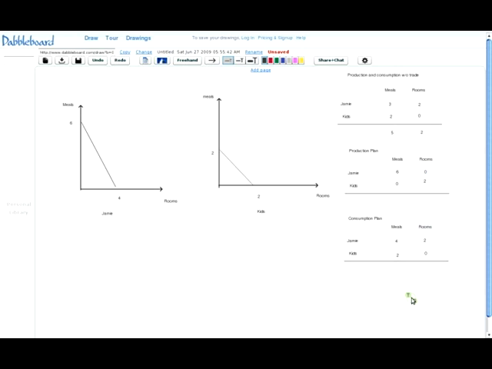So what we've done here is now created a consumption plan that makes it so that the kids are as well off as they were before. Note that they have 2 meals and no rooms, just like they did without trade. And the Jamie character is better off because he has 4 meals, which is more than what he had before, and 2 clean rooms, which is exactly what he had before. So you know for sure he's better off.